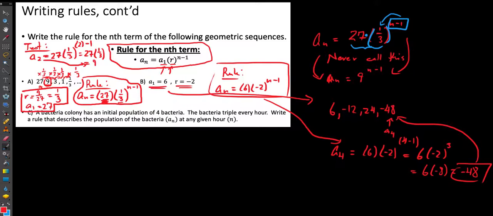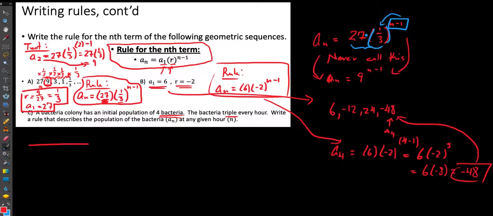So the last possible example here, we're going to look at a bacteria colony, which we know is something that grows exponentially. So it says a bacteria colony has an initial population of 4 bacteria. The bacteria triple every hour. Write a rule that describes the population of bacteria A sub n at any given hour n.